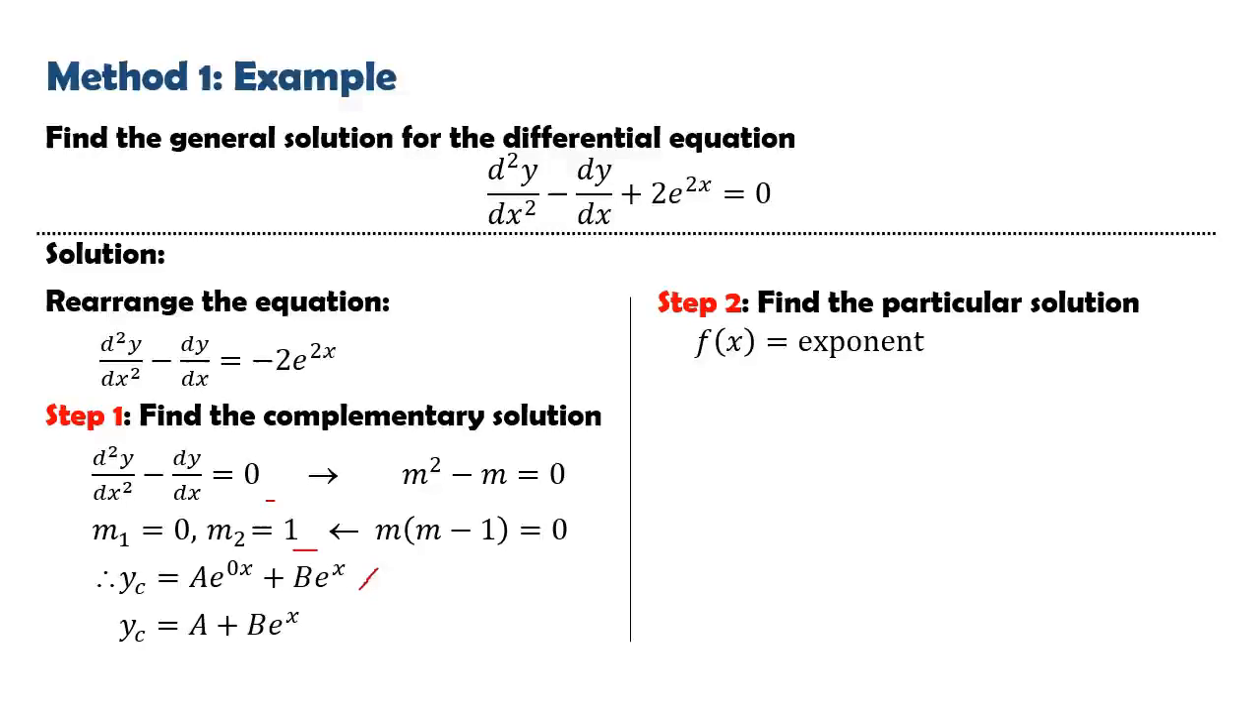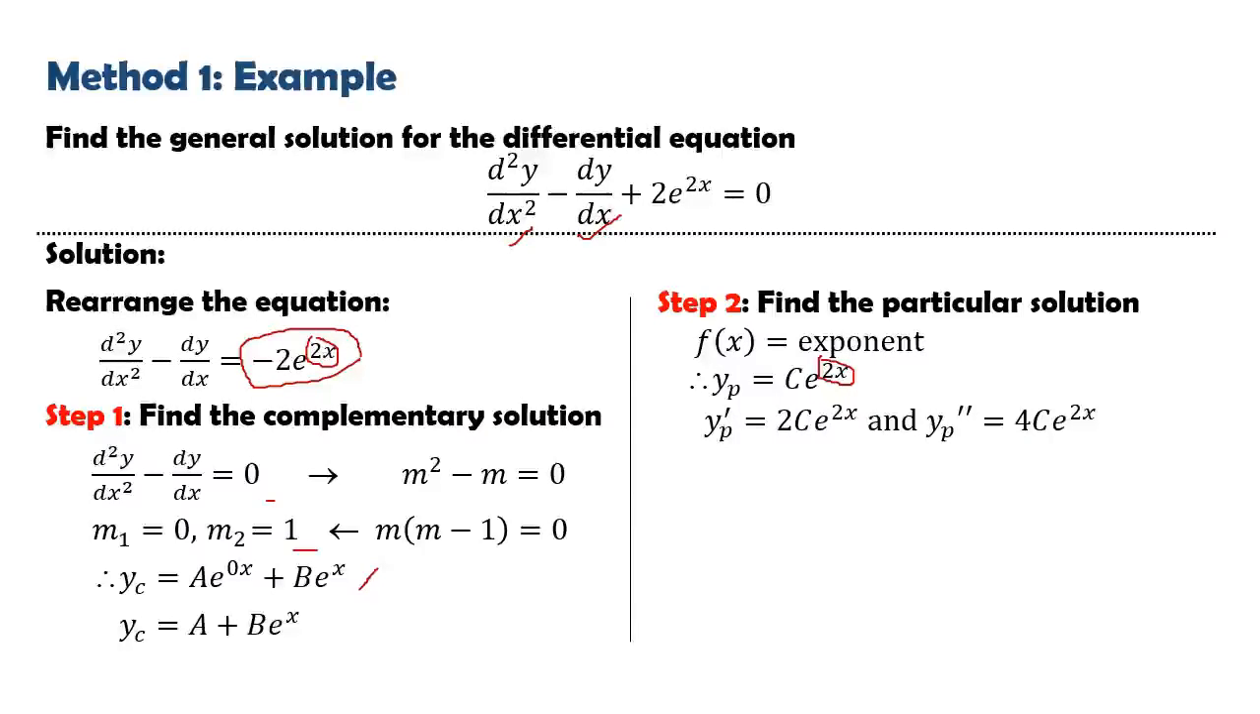The next step is we need to find a particular solution. If you refer back to this equation, we can see that f(x) is the exponential type. Because of that, the particular solution is given by the constant c times the exponential 2x. The 2x is from this. Because our differential equation comprises y'' and y', we need to obtain y'. From here, you get 2c e^(2x), and y'' is obtained by differentiating this y', so you get 2 times 2c e^(2x), which gives 4c e^(2x).